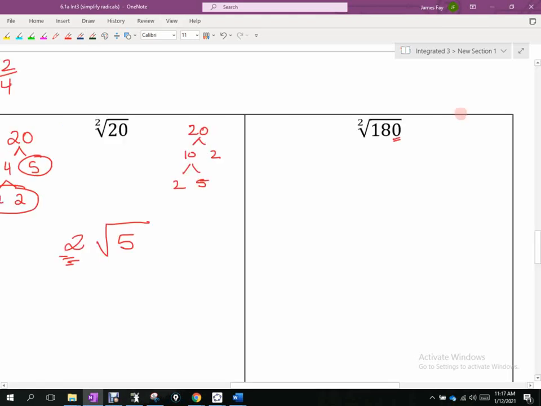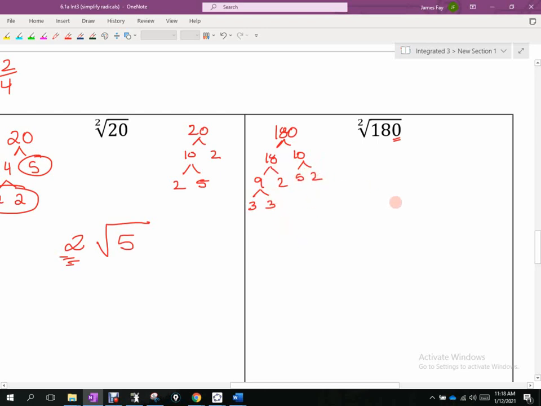Okay, so 180, what are two numbers that divide to give me 180? 18 and 10? What about 18? 9 and 2? What about 9? 3 and 3? And then 10 goes down to 5 and 2.